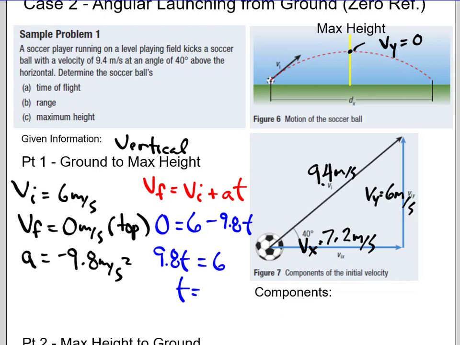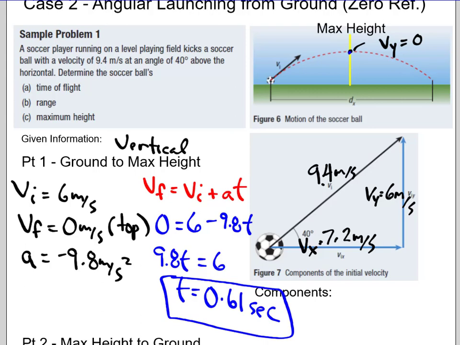6 divided by 9.8, we would have 0.61 seconds. Now, we have to remember what that means. That is the time to get to this location, the max height. So this is 0.61 seconds worth of time.